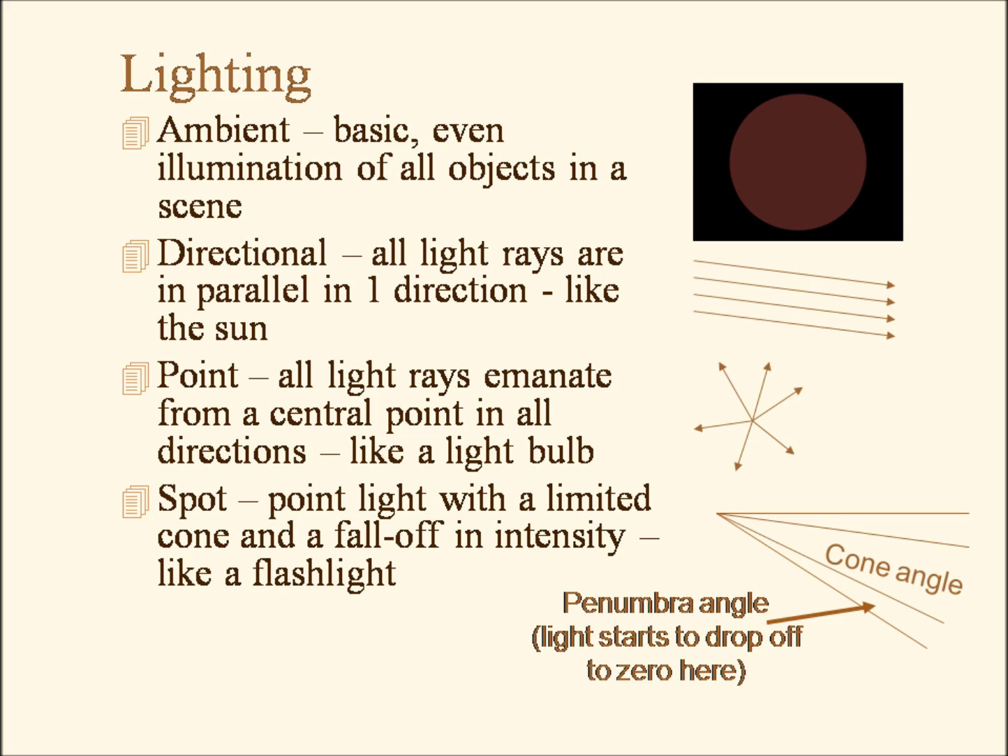All light rays are in parallel in one direction like the sun. So it's very easy to understand that sunlight is a directional light. Number 3 is the point light. All light rays emanate from a central point in all directions like a light bulb.